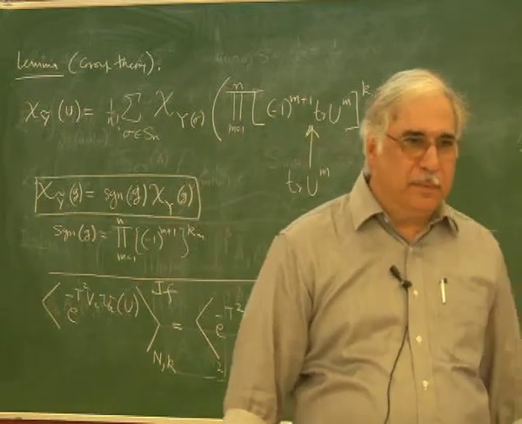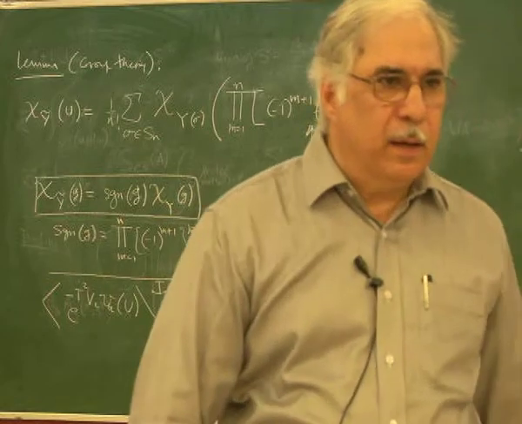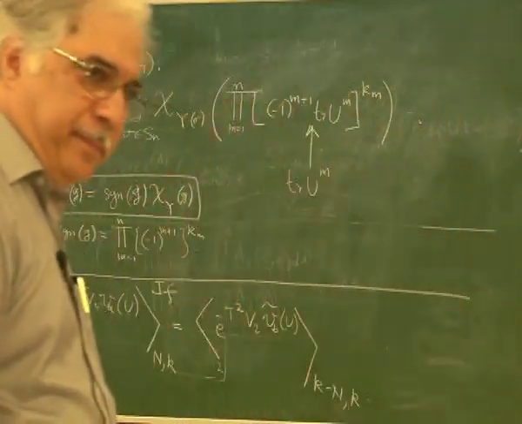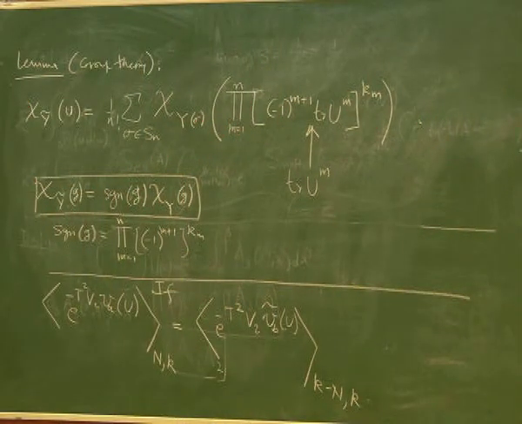Any questions, Sandeep? Yeah. Sure. V tilde is defined as the analogous quantity to V, but computed in this k minus n k theory. Yes, that's right. And then if this is true, then that's right. Thank you.